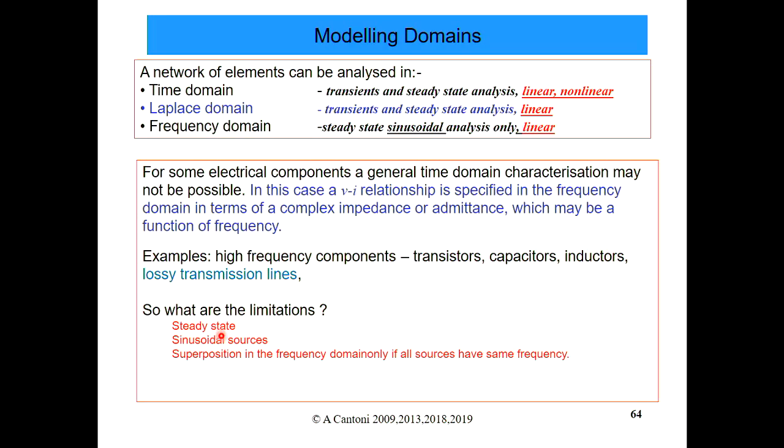When you have that, then there are some limitations. You're only looking at the steady state response to sinusoidal sources. You can do superposition in the frequency domain, but only if all sources have the same frequency. We can do superposition at other frequencies, but what do we have to do? Remember this from last year? You've got to convert back to the time domain. So you have to find the result for one frequency, then convert back to the time domain. Do that for another frequency, convert to the time domain, and add the results together.